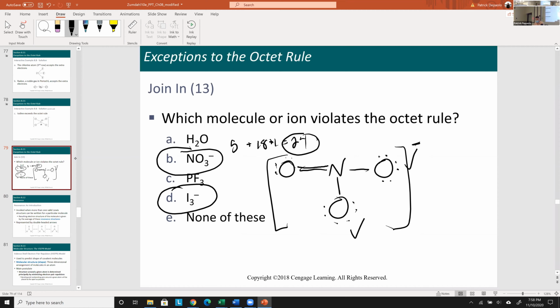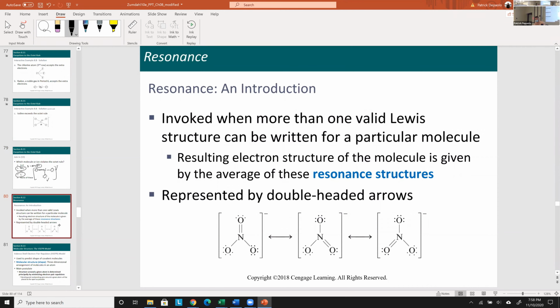That's what resonance is. The electrons could actually jump from one to the other, or you can rotate the molecule and it looks exactly the same, no matter how you rotate it. And we have this double arrow, meaning that it can go from this structure to this structure, where they're exactly the same thing. So that's what resonance means.